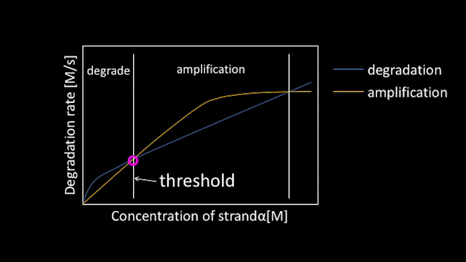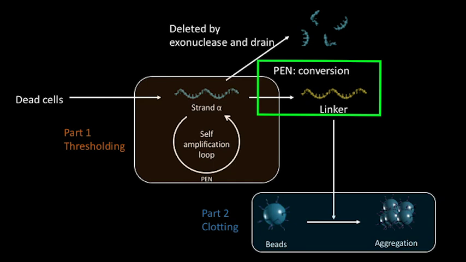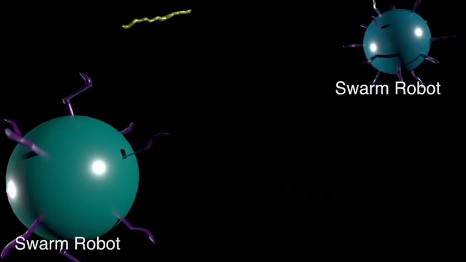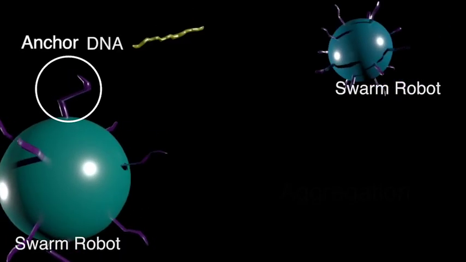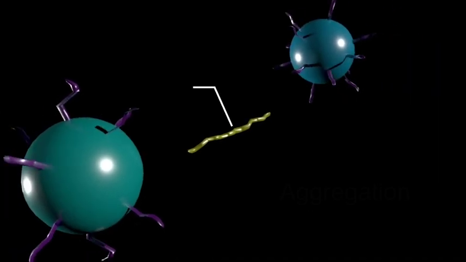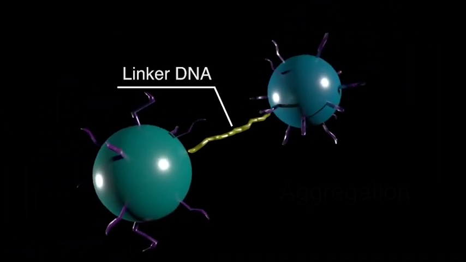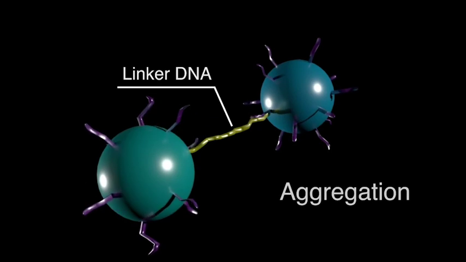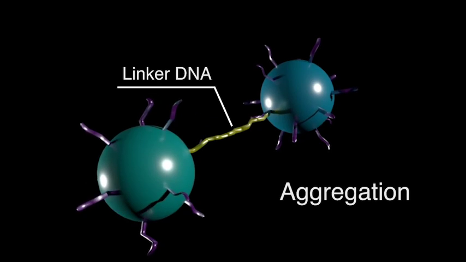After the synthesis of strand alpha, it is converted into a linker DNA by the same chemical reaction scheme as strand alpha amplification. I will show you the mechanism of B's aggregation. The linker strands produced by PEN-DNA toolbox are the complement of the strands anchored onto the B's surface, intermediating the aggregation of B's. In this way, we came up with BIOMOD, which conducts clotting in nonlinear dynamics like secondary hemostasis.